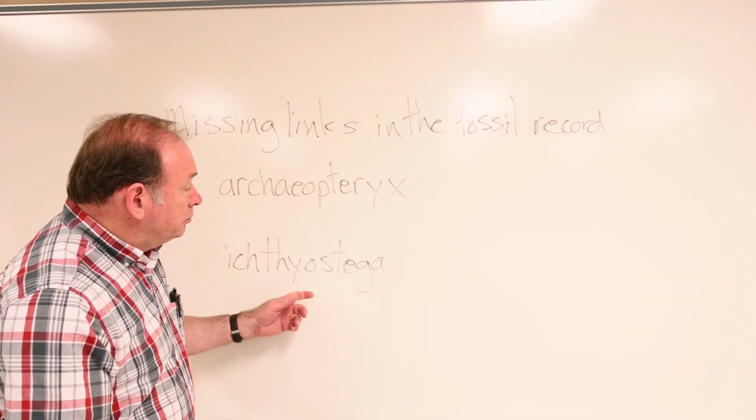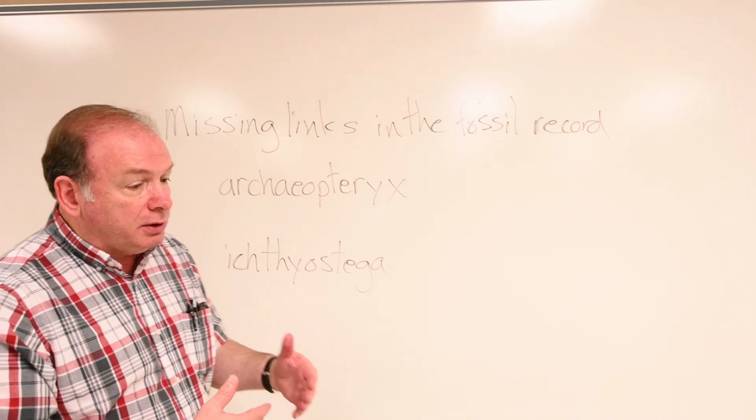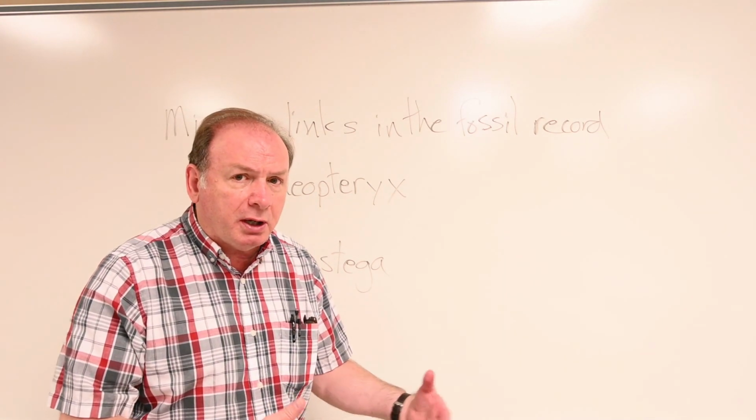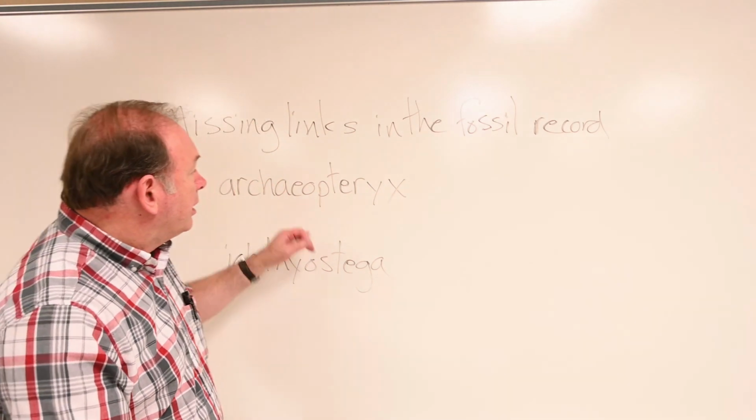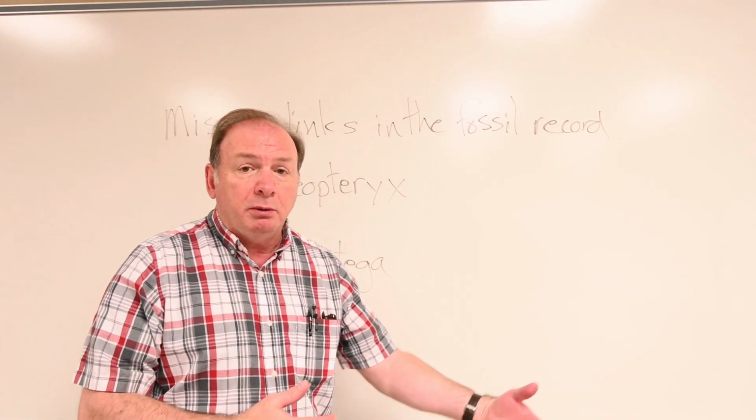So Ichthyostega, the link between fish and early tetrapods, early amphibian types. Archaeopteryx, the link between birds and reptiles.